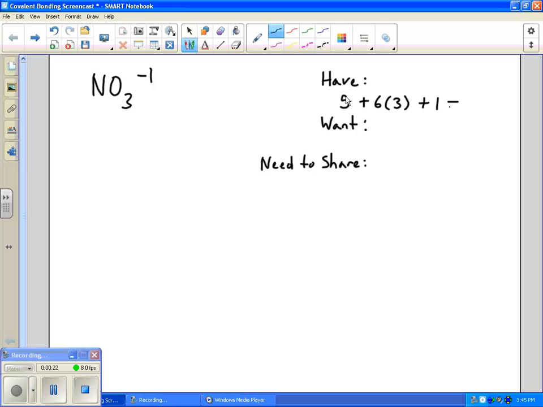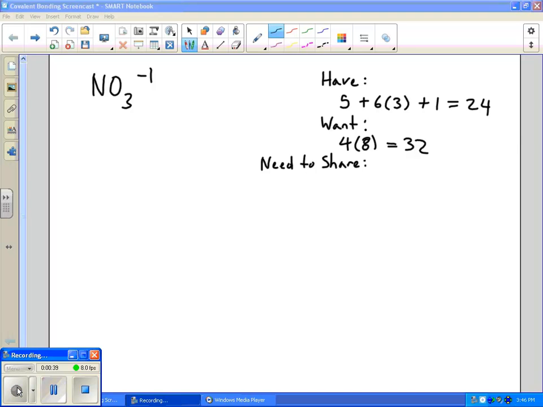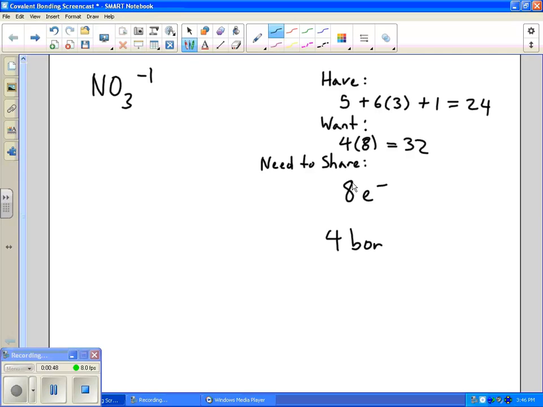electron to make 24. The goal of any bond is to make sure that every atom has an octet. Because we have 4 atoms here, then we want to have 32. If we have 24 electrons but we need 32, the only way to make this happen is to share 8 electrons, meaning that we're going to have 4 bonds total, because each bond has a minimum of 2 electrons.